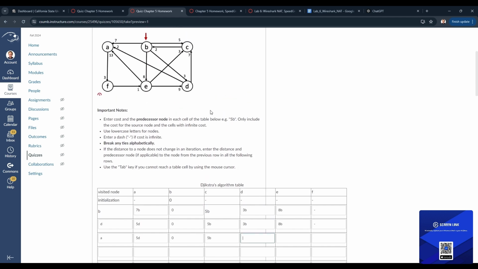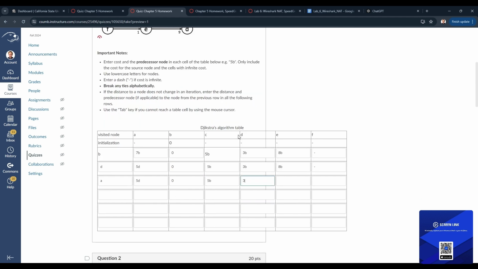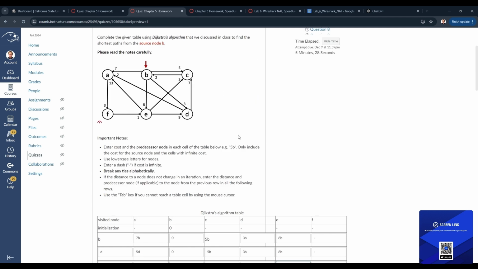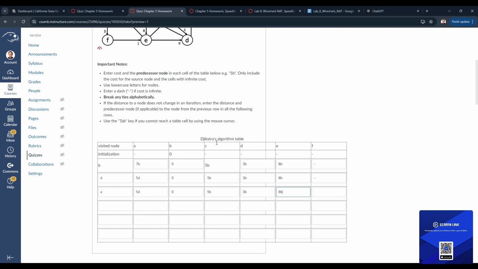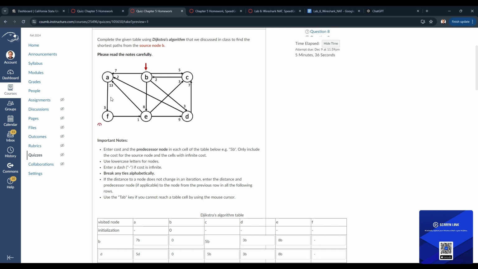D, so there's no shorter path to D. 3B. E, no shorter path to E, so I'll just fill in the previous length. And then I'm at A, right? So I can go to F now.